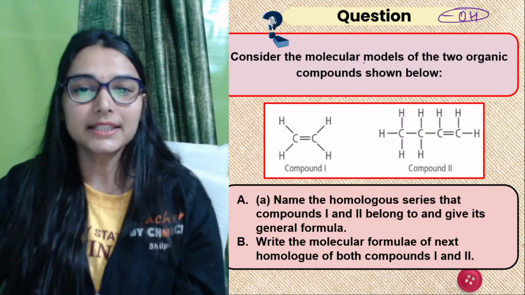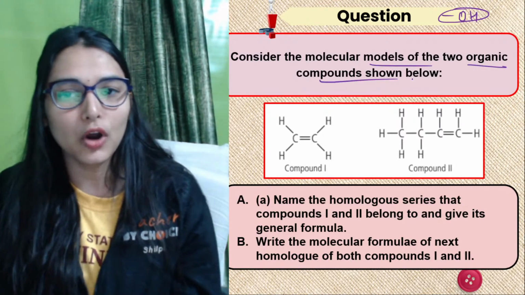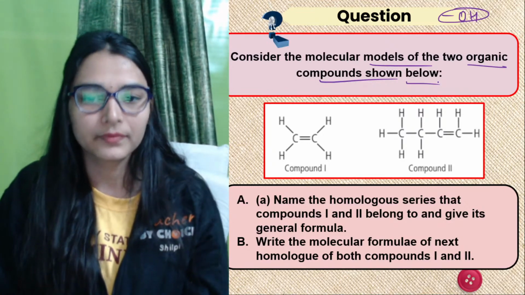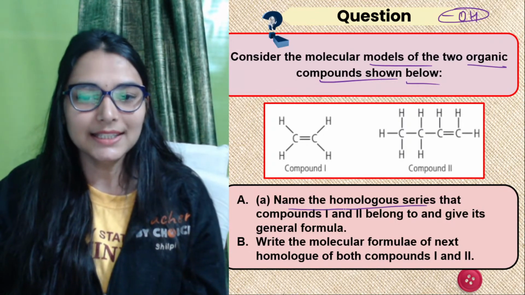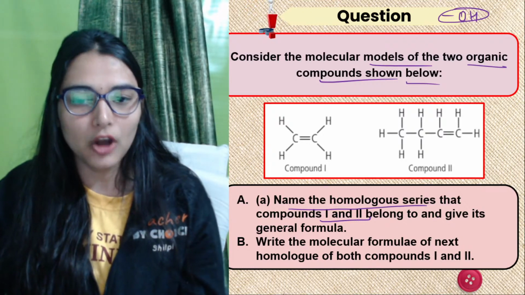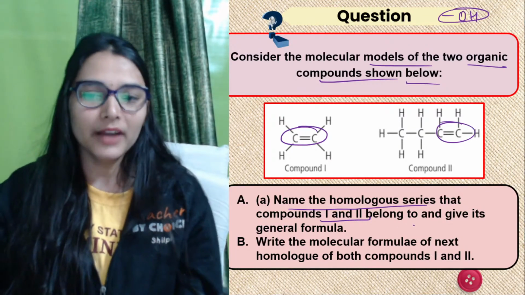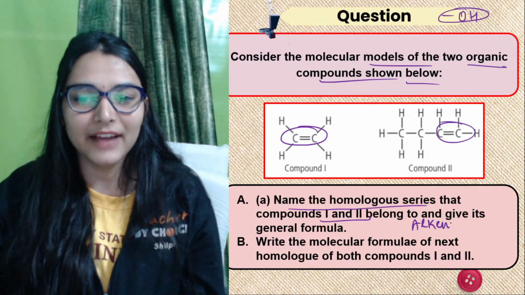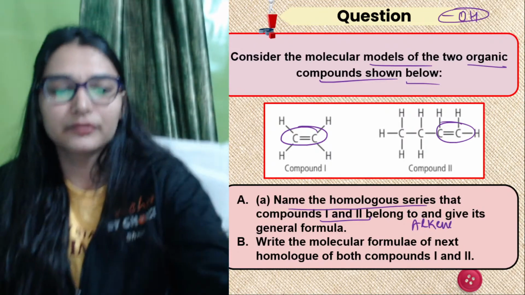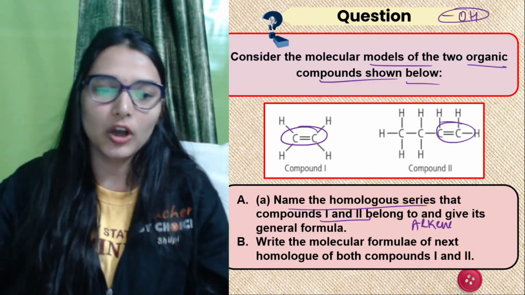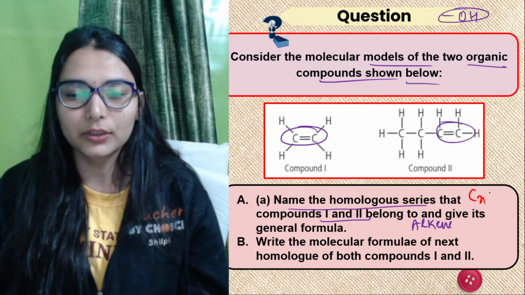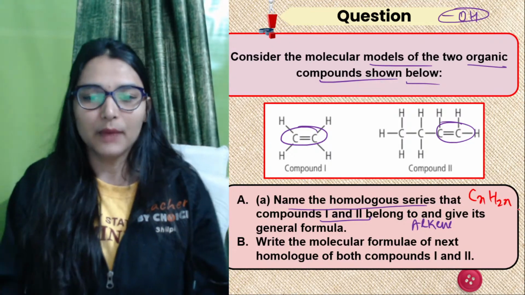Let's go. So consider the molecular models of 2 organic compounds shown below. Name the homologous series that compound 1 and 2 belong to. Let's tell. So as soon as you see a carbon-carbon double bond, we know that they are from the alkene family. And give the general formula of alkenes. Very easy, CnH2n. We know that hydrogen is double the number of carbon.